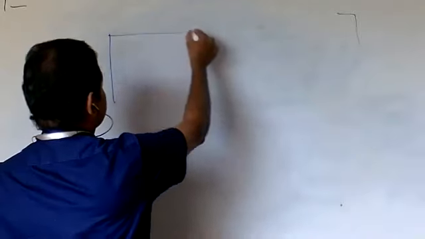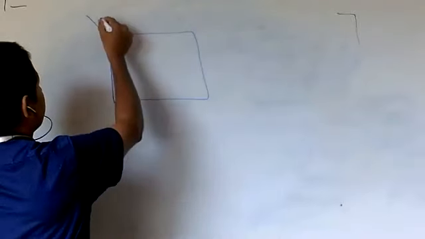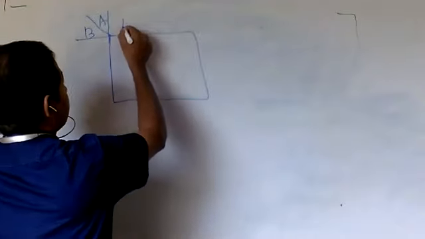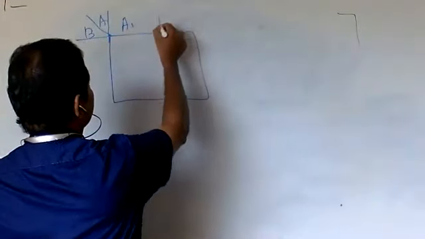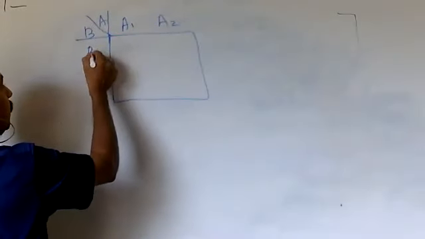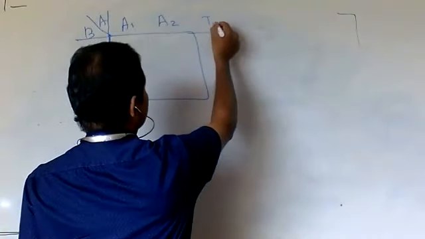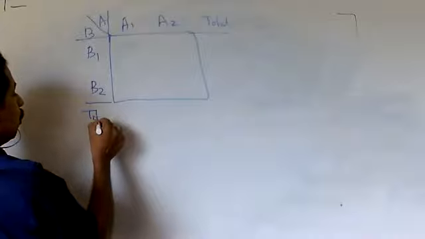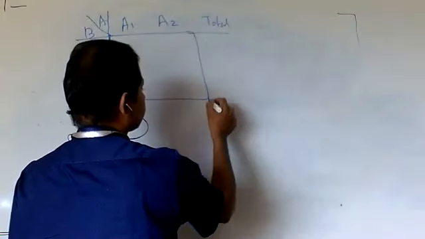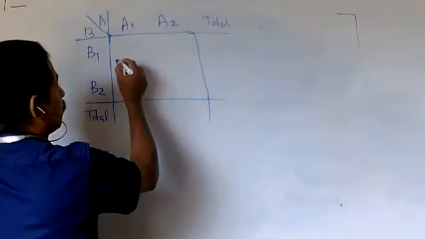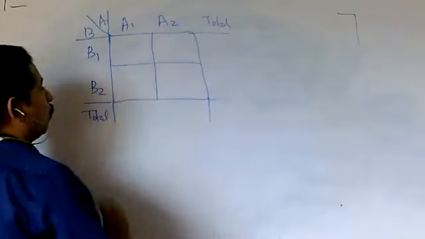Suppose we have two categories A and B. For the category A, its subdivisions are A1, A2. And for category B, B1, B2. So this is the row total, and this is the column total. This table is called a 2 by 2 contingency table. 2 by 2 means 2 rows and 2 columns. So how many cells do we have? 4 cells here.